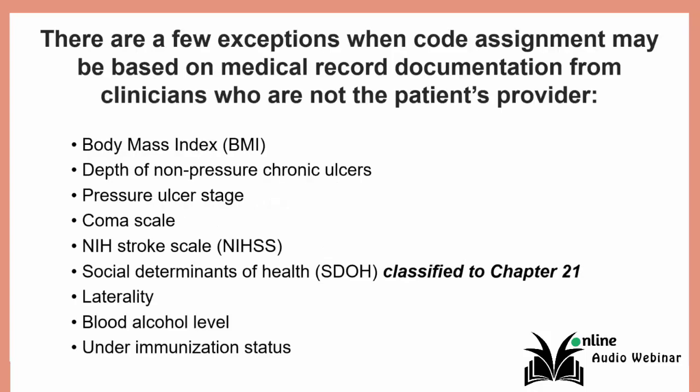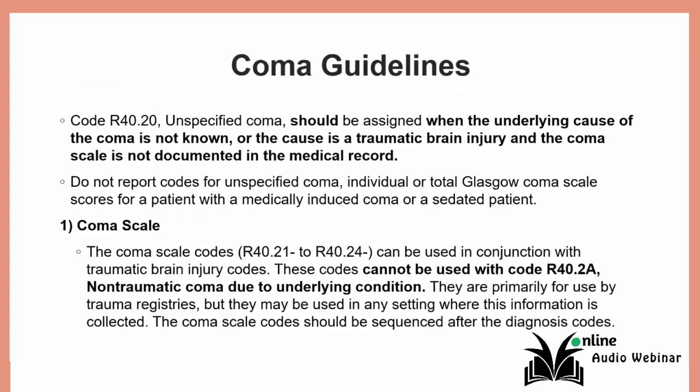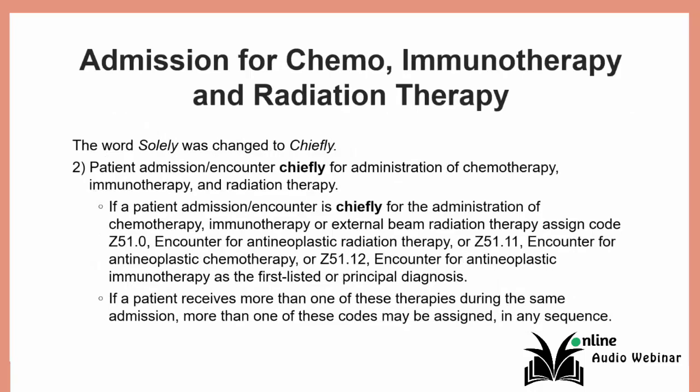Now, there are always the list of the exceptions where you don't have to have a patient's provider, meaning doctor. So these are the lists that have been there every year. Something gets added or changed in it. The guideline changes for coma. The code R40.20, unspecified coma, should be assigned when the underlying cause of the coma is not known. Admission for chemo, immunotherapy, radiation therapy. The only thing that's changed here is the word solely was changed to chiefly.